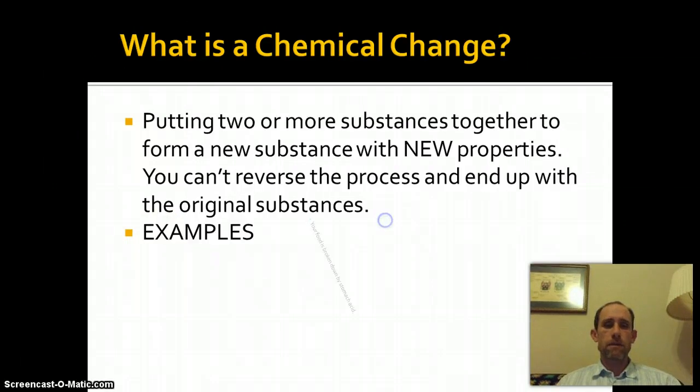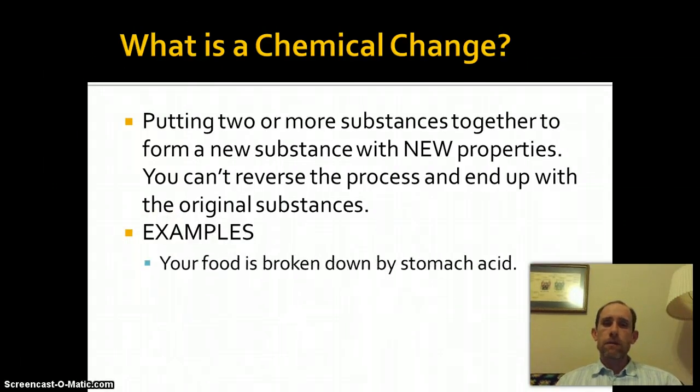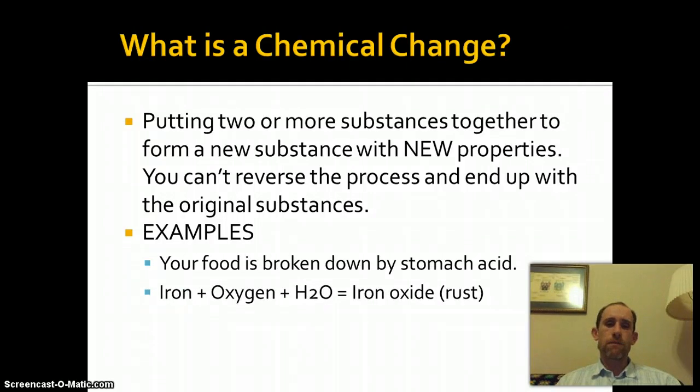Here are some examples. One example is after you do the initial chewing of your food, which is a physical change, breaking it into small pieces, your food goes into your stomach where it is broken down by hydrochloric acid. This is an example of a chemical change. If this didn't happen, you would not be able to get nutrition from your food.